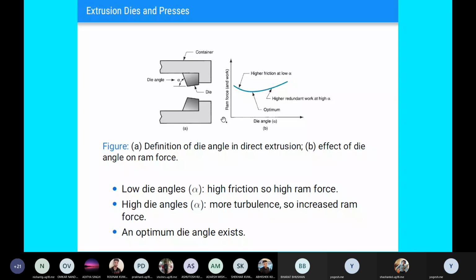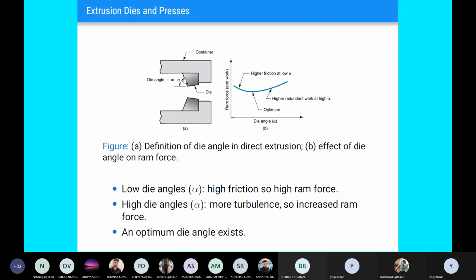Now we will move to the next topic, that is the extrusion dies and presses. Here you can see this was your container, and this is your die. This angle is called the die angle, and this die angle has an important role in the case of direct extrusion or indirect extrusion.